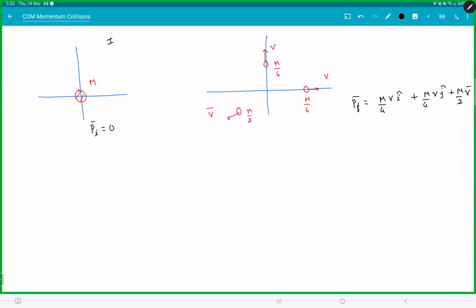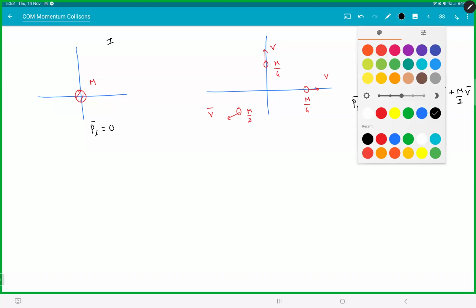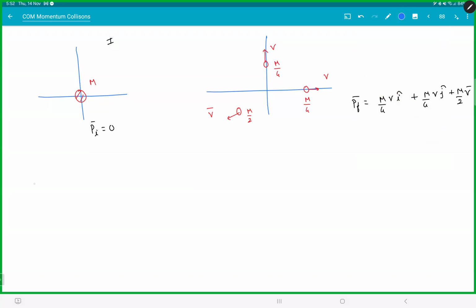Since there are no external forces on the system, p initial is equal to p final. That would be 0 equals m by 4 v i cap plus m by 4 v j cap plus m by 2 v bar. So v bar will be minus v by 2 times i cap plus j cap. This goes in the third quadrant.